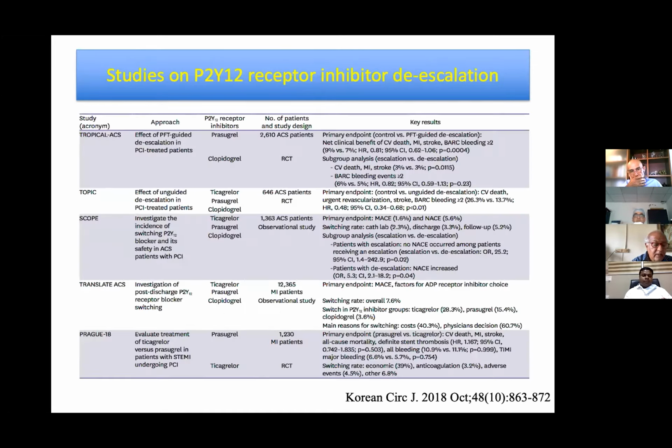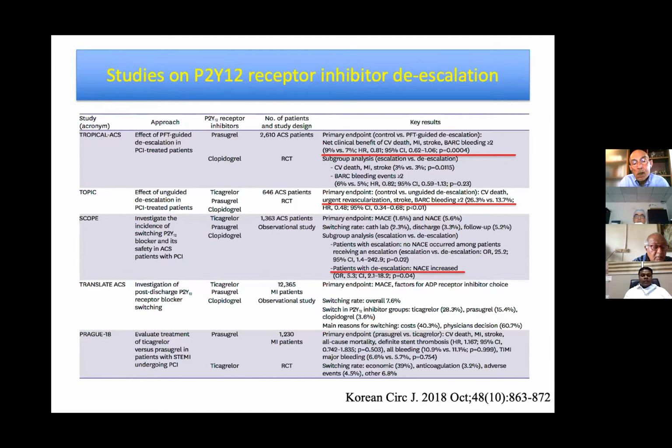We have two RCTs, the TROPICAL-ACS and the TOPIC trial. The TROPICAL-ACS was the platelet function guided trial, which was found to be non-inferior to the control. Under the TOPIC trial, which was a single center trial, there was a bleeding benefit, but they didn't report the stent thrombosis and myocardial infarction.